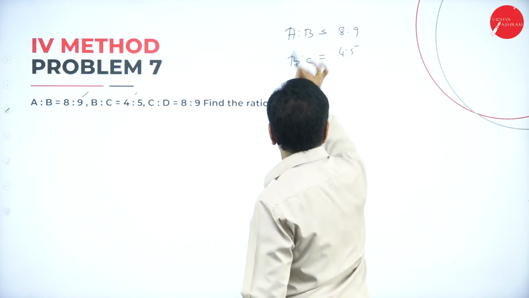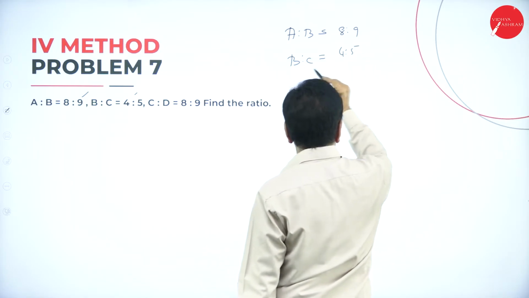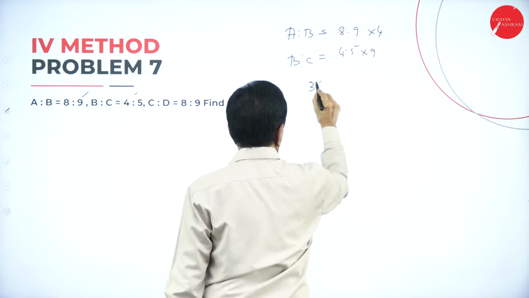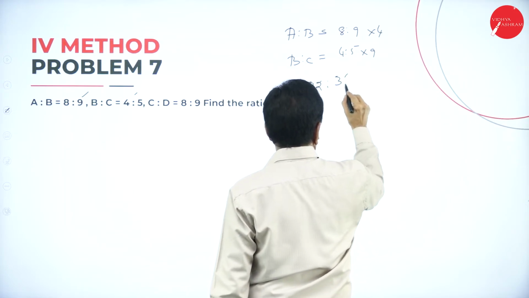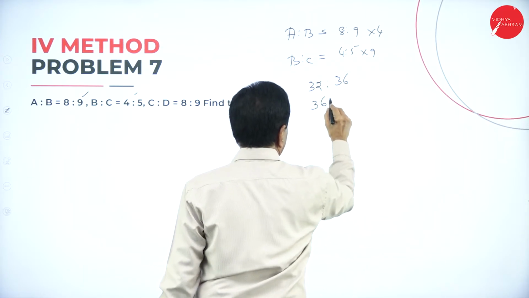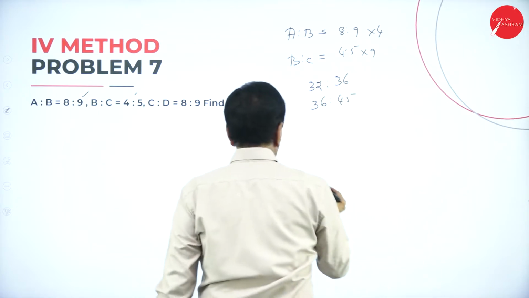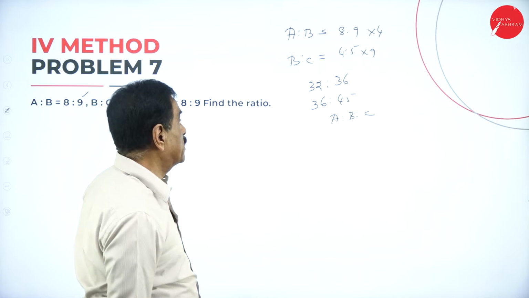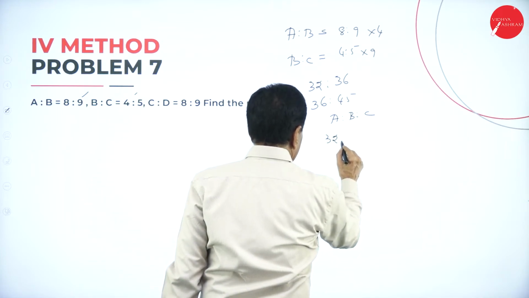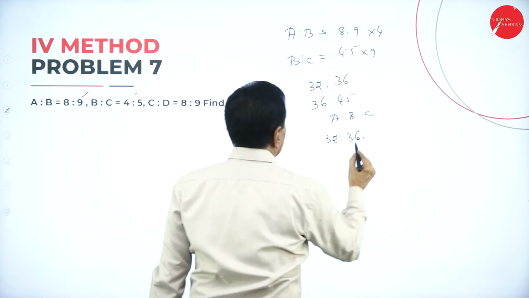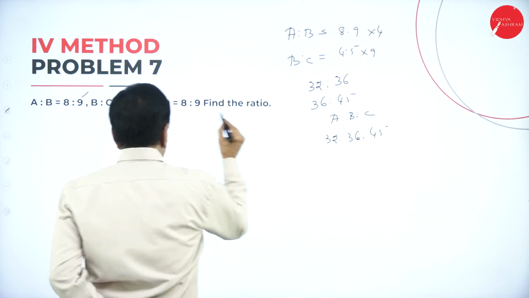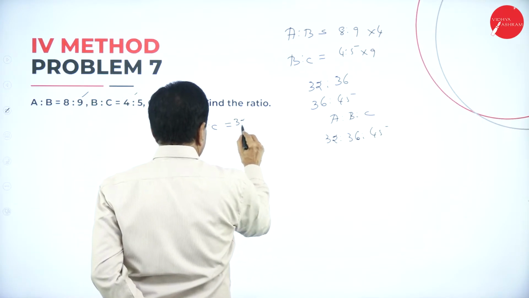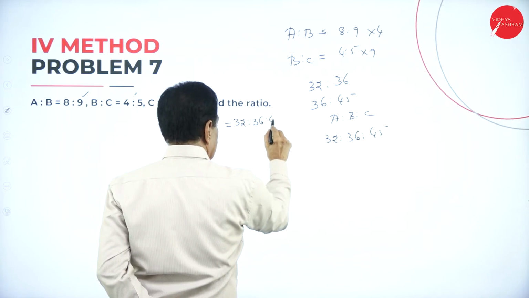This and this I have taken. So here also B, here also B. What is the B value? 9 here, so multiply this by 9. What is the B value here? 4, so multiply by 4. 4 8s are 32, 4 9s are 36. Then 9 4s are 36, 9 5s are 45. B is common, 36 and 36. So A is to B is to C is 32 is to 36 is to 45.